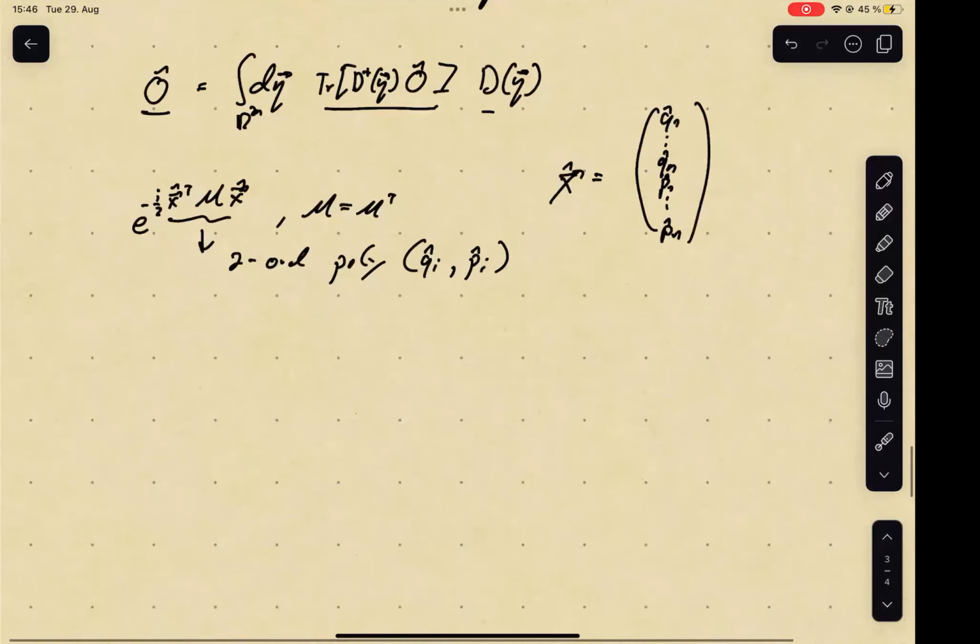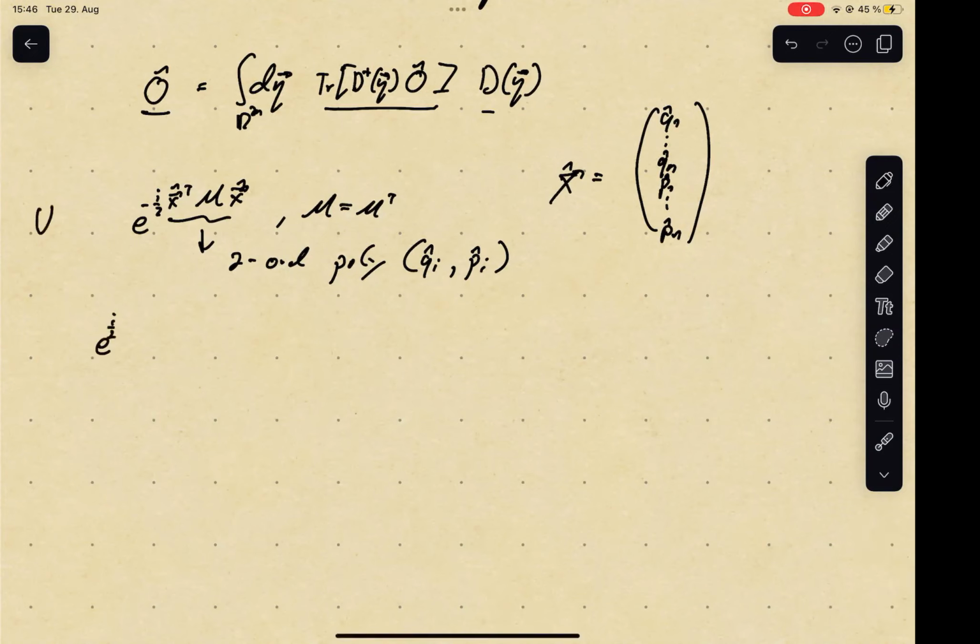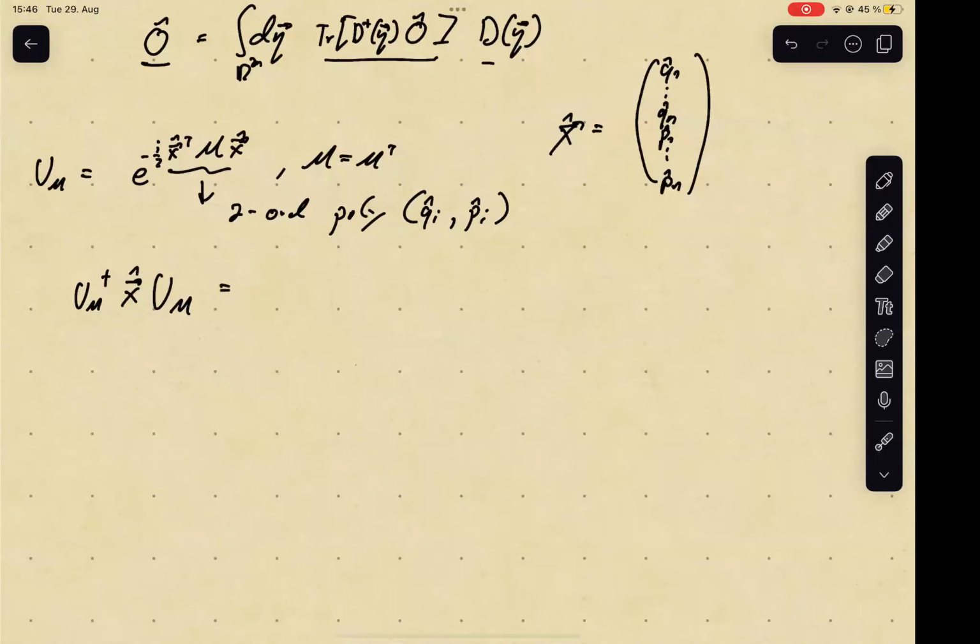So what does this Hamiltonian do? In fact, we can play the same game as earlier. It's just a nasty calculation. I'm going to call this U_M. I take U_M dagger, the X operator, U_M. We play the same game as earlier: this is again some nested commutator sequence, so minus i over 2 X, applied to the X operator.